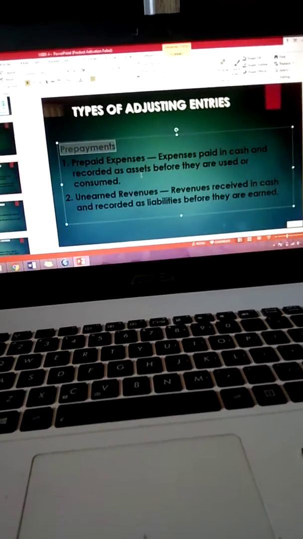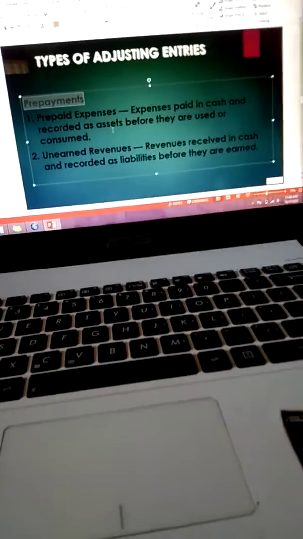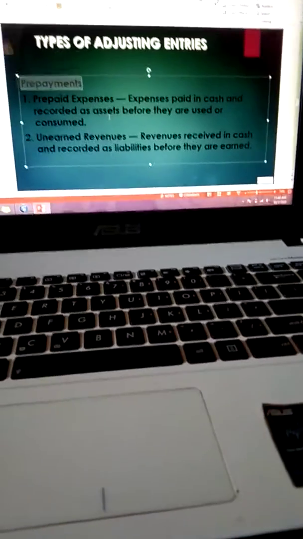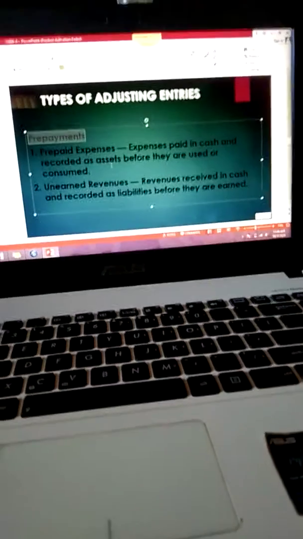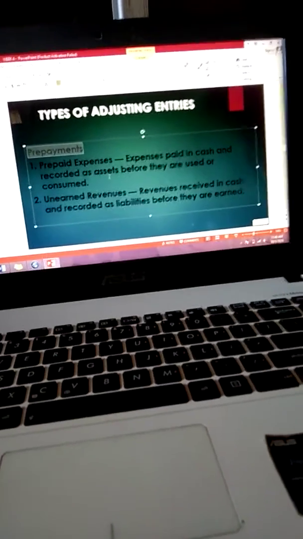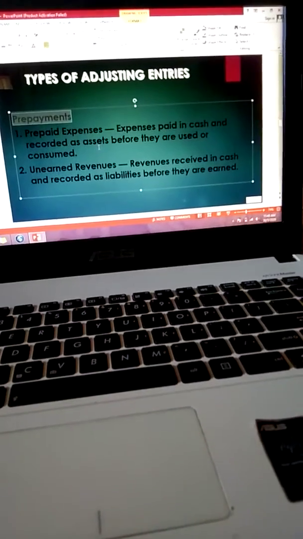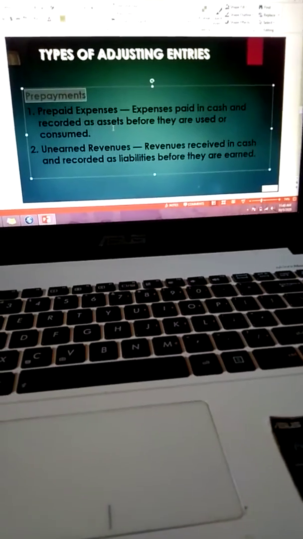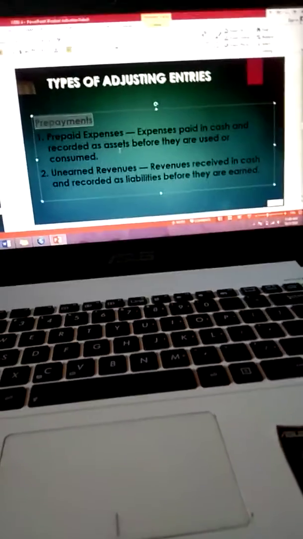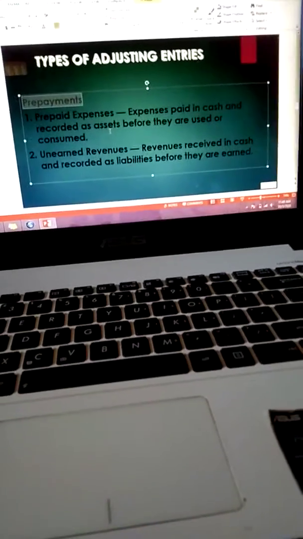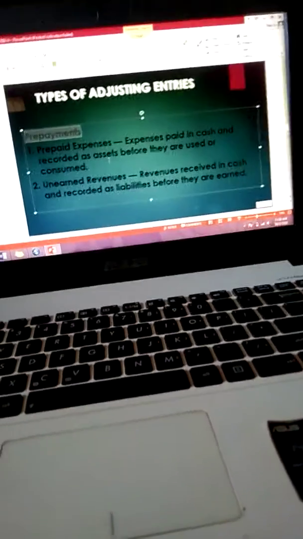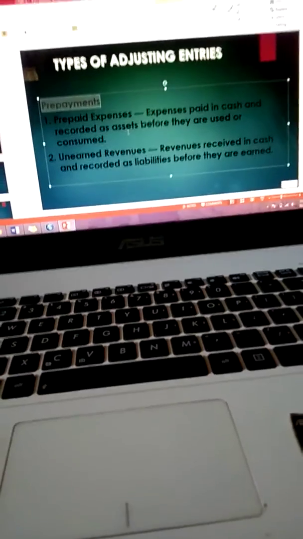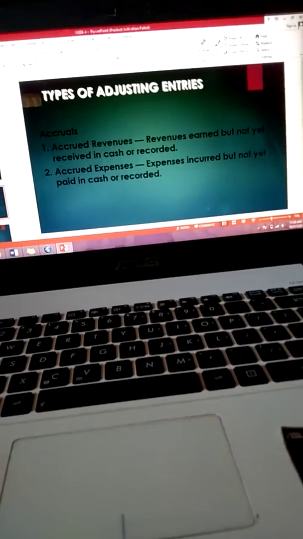For unearned revenue, if you read from here, it says revenues received in cash and recorded as liability before they are earned. It means you have already received the money for the services, but you haven't delivered the services yet to your customer. So it is under prepayment. Okay, the next one is about accrual.